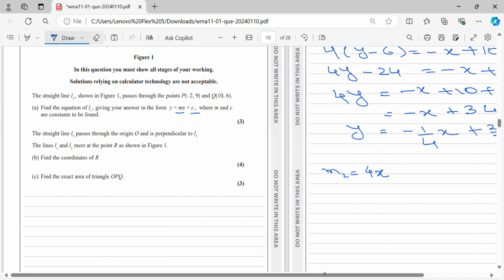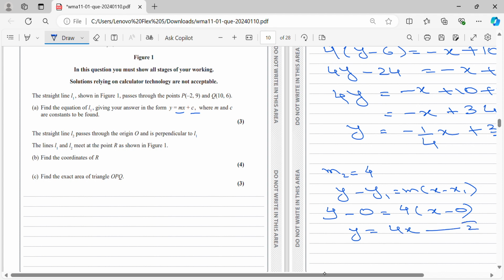I should write the gradient first, then form the equation. Now let's form the equation: y minus y1 equals m times x minus x1. The gradient is 4, and we know it passes through the origin, so x and y are both 0. So y equals 4x. This is the equation of the line L2, and this is the equation for L1.